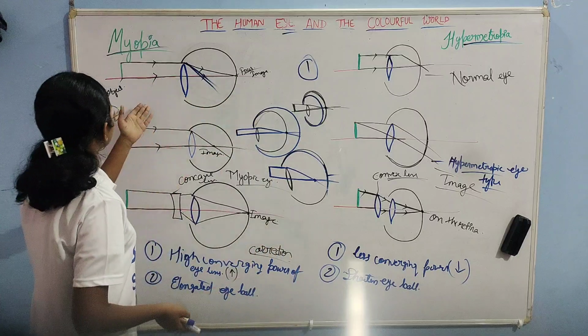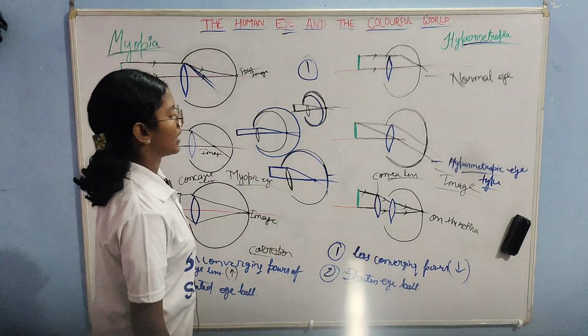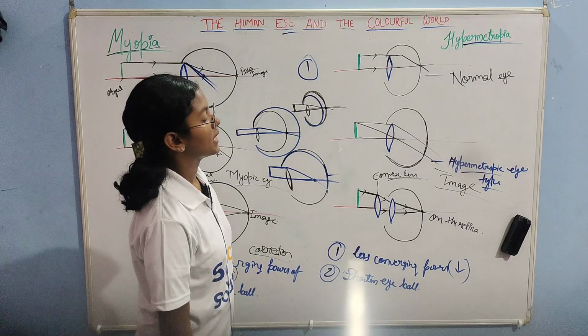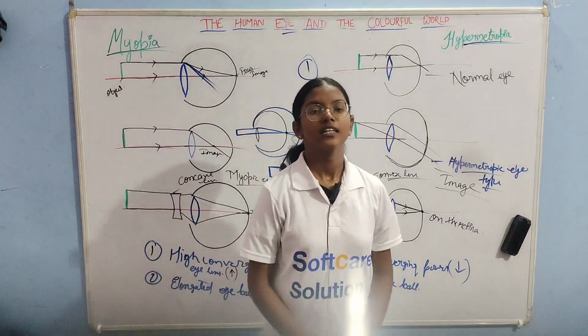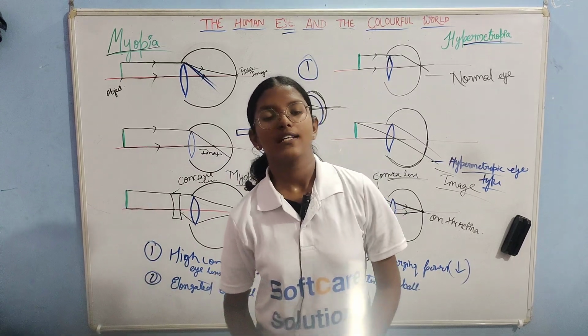So here we completed the defects of eye, three defects of eye. First myopia, hypermetropia, and the third is presbyopia. In the next video we will see how light passes through a glass prism.